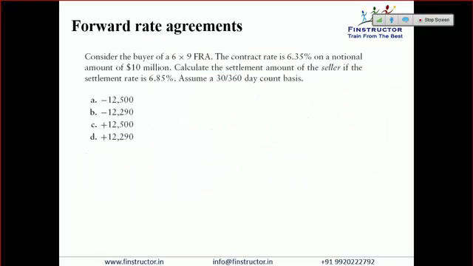So let's do an example and understand better. Consider the buyer of a 6 into 9 FRA. Never mind this notation. What this simply means is that two counterparties are entering into a contract to borrow money 6 months later for a period of another 3 months. So 6 months later, one counterparty will borrow and another counterparty will lend.